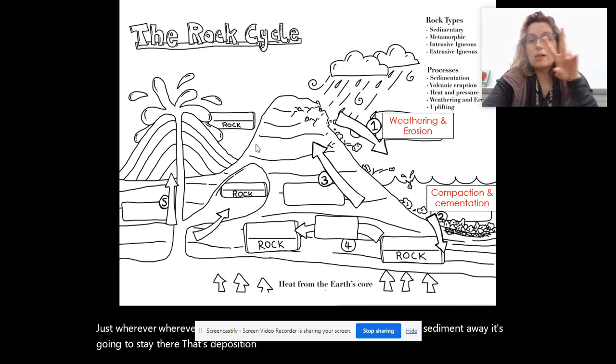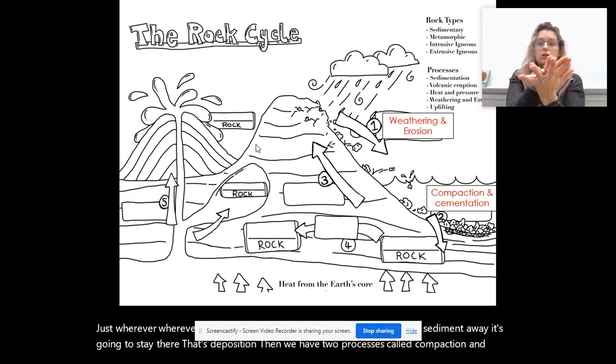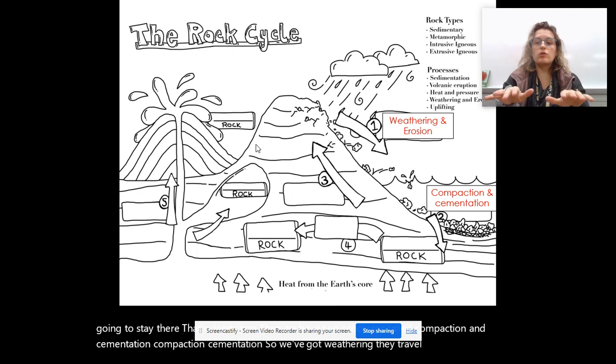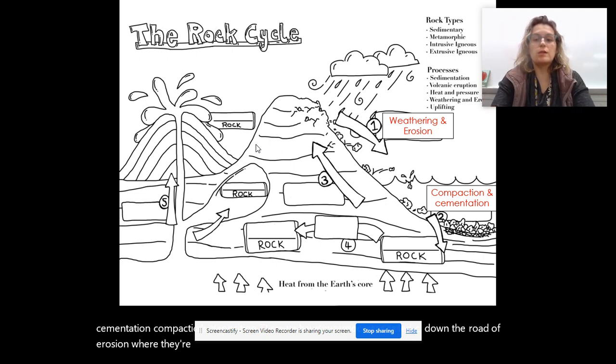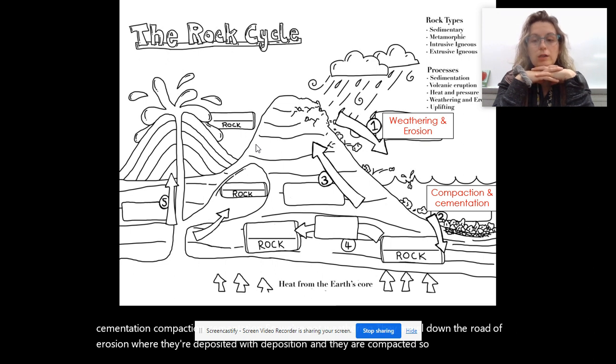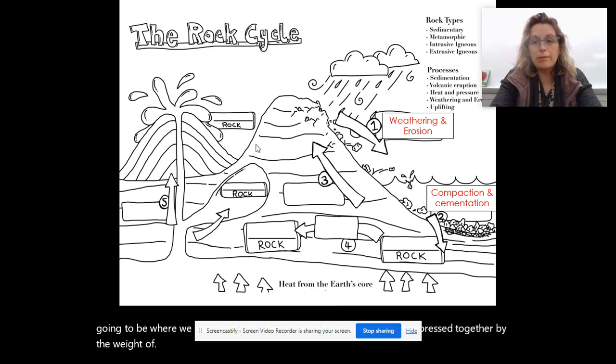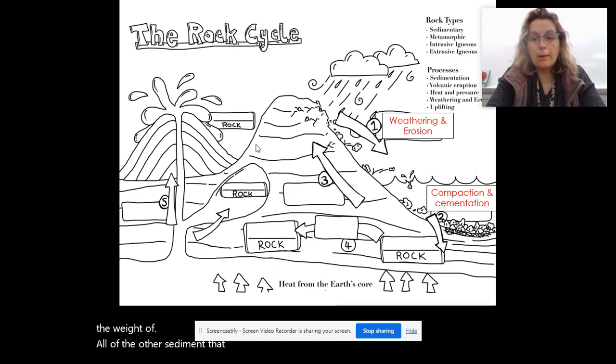Then we have two processes called compaction and cementation. So we've got weathering. They travel down the road of erosion where they're deposited with deposition, and they are compacted. So compaction is where the bottom layers are going to get pressed together by the weight of all of the other sediment that is on top of it.